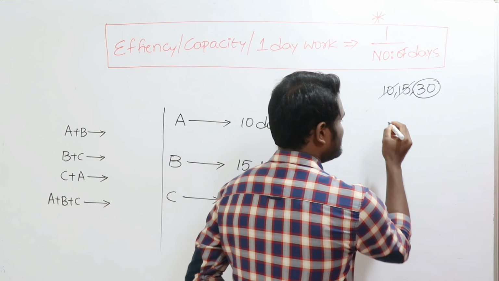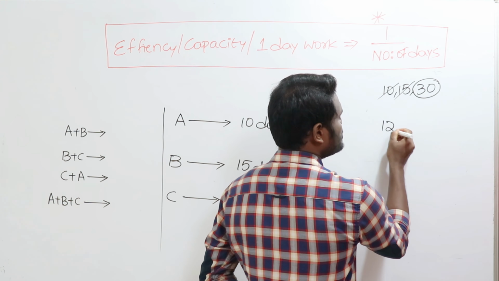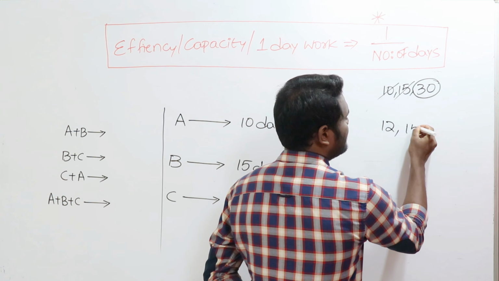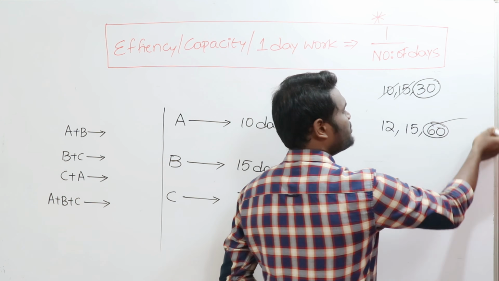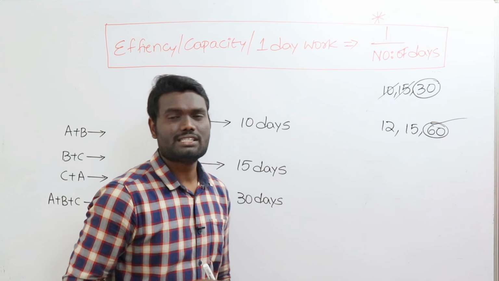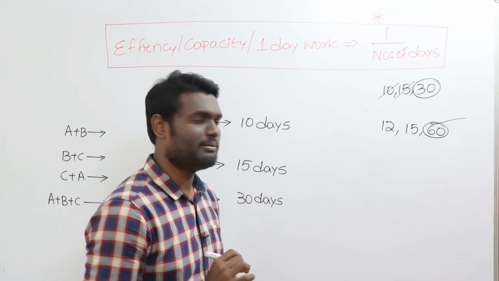Let us take an example: if the question is in this way, let us say 12, 15, 60. Now what is the LCM of these numbers? The LCM of these numbers will be 60. So simply what you can say is that most of the time the highest number will be your LCM.